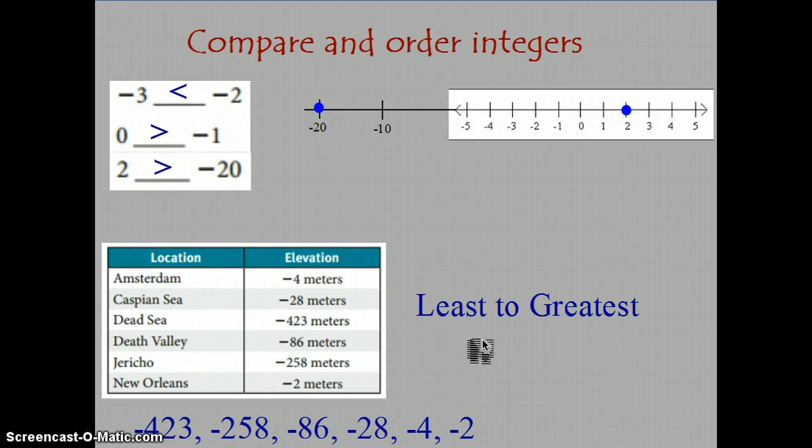Okay, you're going to be asked to order integers least to greatest. So let's look at this list over here. We've got Amsterdam at negative 4 meters, Caspian Sea negative 28, Dead Sea negative 423 meters, Death Valley negative 86, Jericho negative 258, and New Orleans negative 2 meters. This is elevation from sea level. So from least to greatest, we are going to go negative 423, which on a number line would be way, way, way left. And then we'll get negative 258, negative 86, negative 28, negative 4, and negative 2.